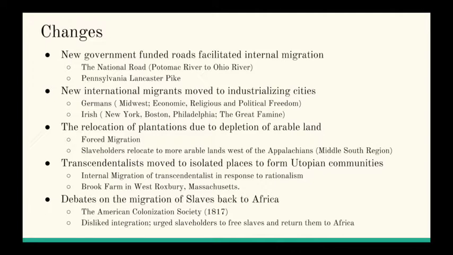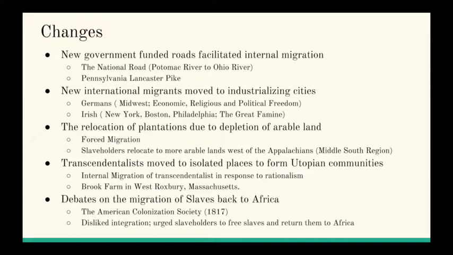Another change in Unit 4 would be the relocation of slaveholder plantations to more fertile lands in the west of the Appalachians due to the depletion of arable land in the southeast. This further relocated slaves through forced migration, creating growing slave populations in the Middle South regions. Another change in Unit 4 would be the movement of transcendentalists into isolated places to form utopian communities. This internal migration of transcendentalists was in response to rationalism. One example is the Brook Farm in Roxbury, Massachusetts.